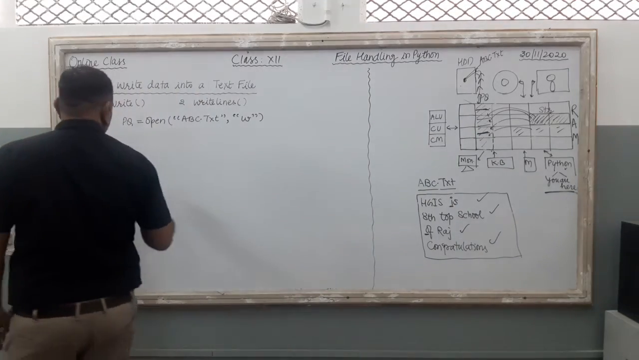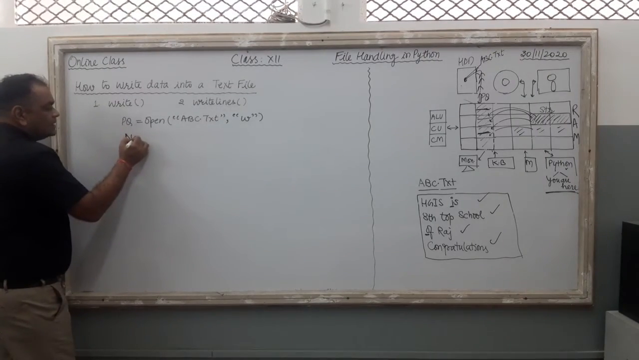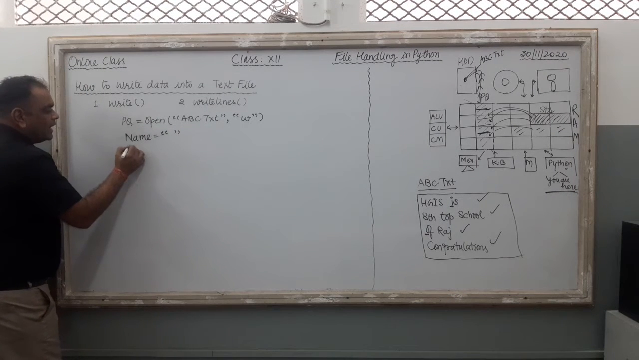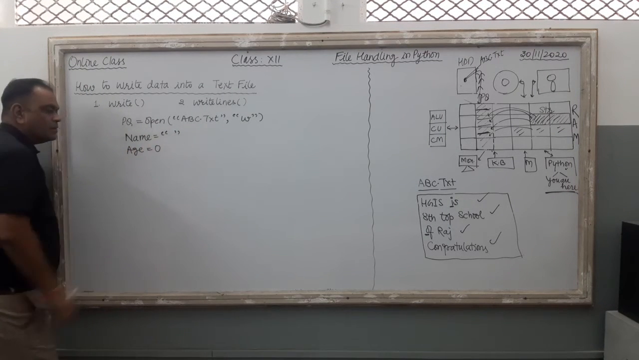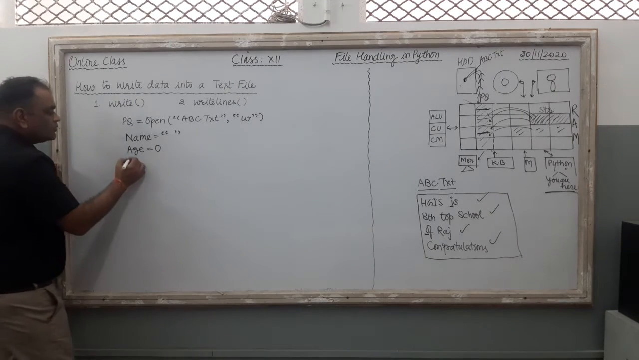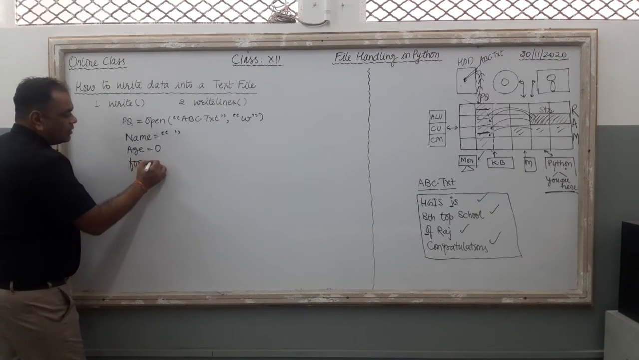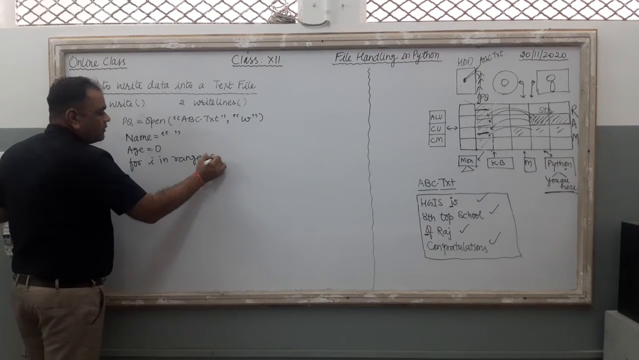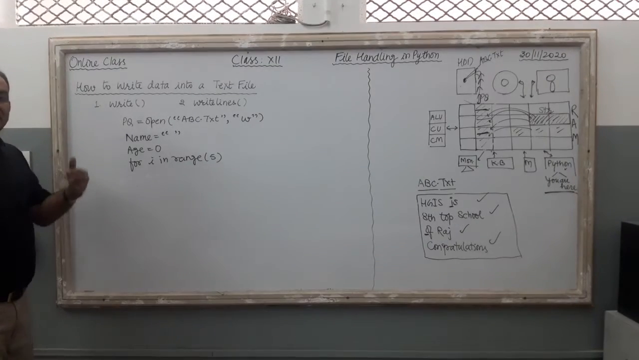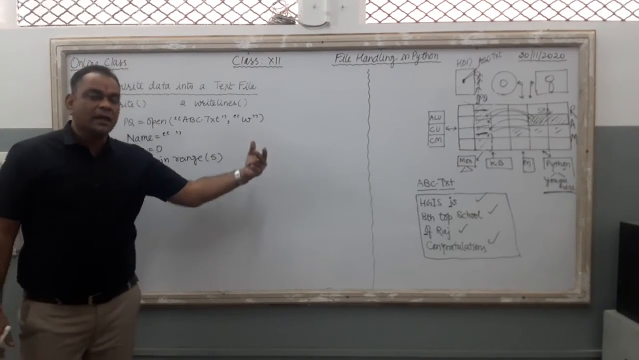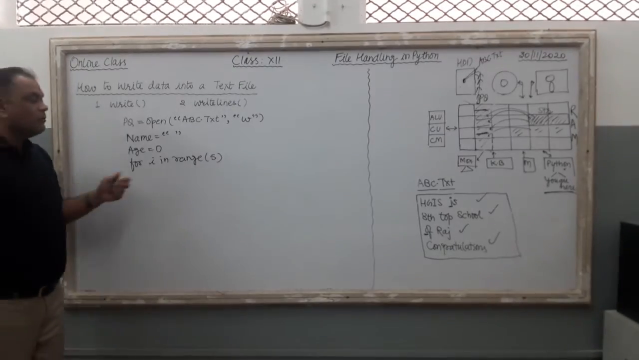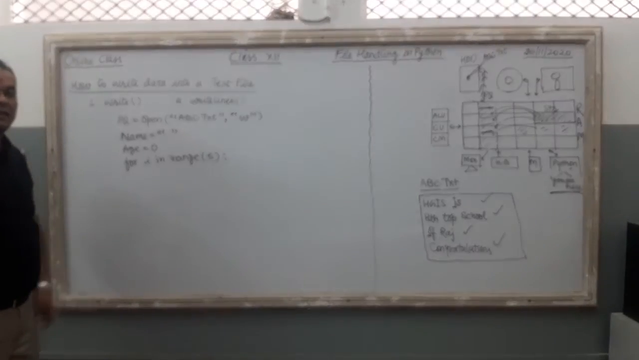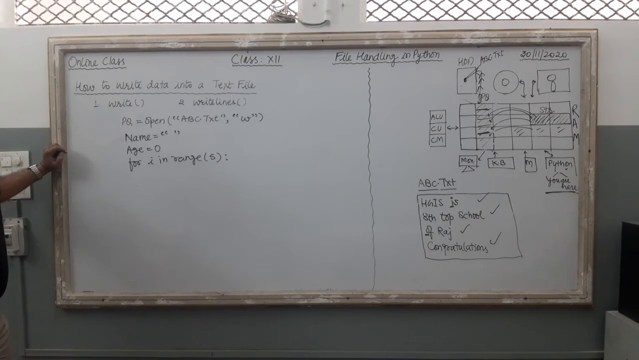तो उसके लिए मैं क्या प्रोग्राम कर रहा हूँ? देखो, just see here, I just create a name variable. It is a string variable, empty string. I just create age variable and put 0. Then I use for loop, for i in range 5. Range 5 मतलब 0, 1, 2, 3, 4, total 5 times this loop will execute. I in range 5, याद आ रहा है class 11? We discussed it already in class 11, right?